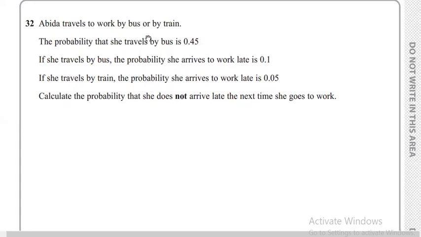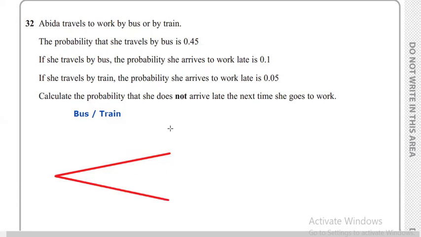Now, if you have questions like these, it means you have to solve them using the probability tree diagram. So we're going to use the tree diagram. Let me show you how to use it. The first probabilities that we have are traveling by bus or by train. So we're going to write it like this, bus, train, okay? Bus slash train. So these are the probabilities of traveling by bus or train. I'm going to make it as a tree branch like this, bus or train.